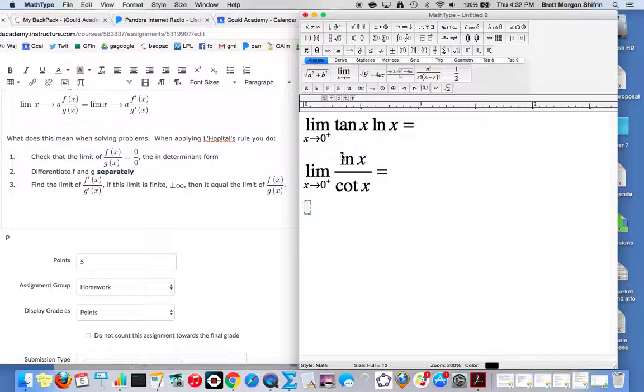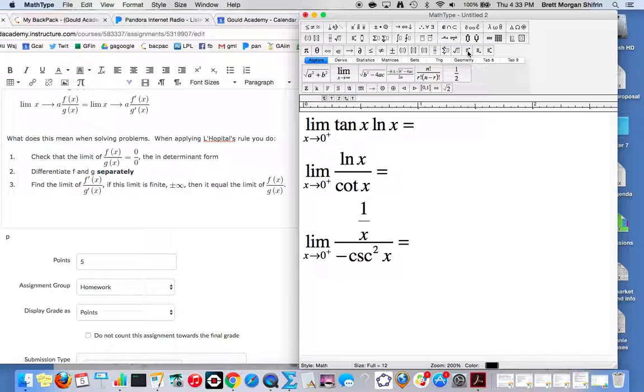Now applying L'Hopital's rule, that means I take the derivative of the numerator and the derivative of the denominator. And when I do that, the derivative of the log of x is 1 over x, and the derivative of cotangent x is negative cosecant squared x.